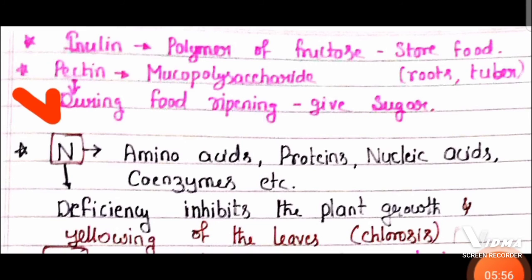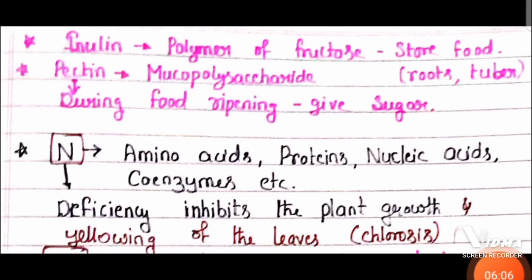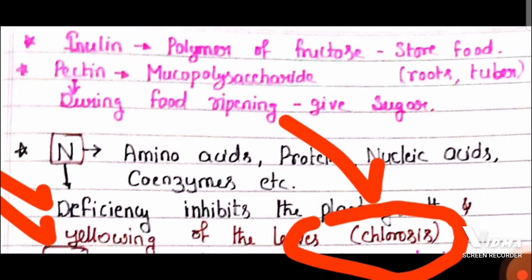And remember, nitrogen is a very essential element for the synthesis of amino acids, proteins, nucleic acids, coenzymes, and many more important constituents in the living cells of plants. And the deficiency of nitrogen inhibits plant growth, which we can identify by the yellowing of leaves called chlorosis.